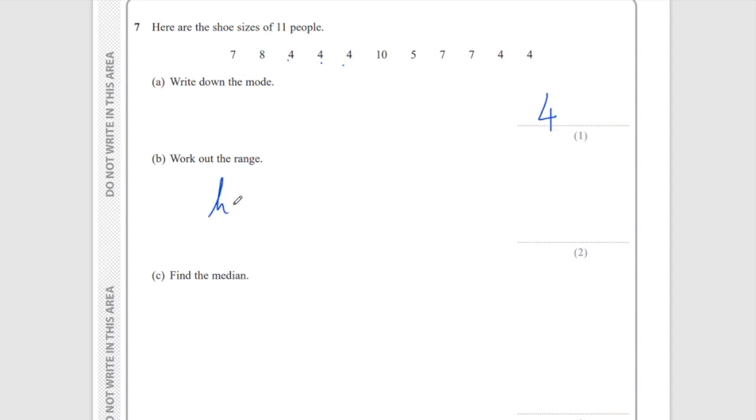Range is highest value minus lowest value. Highest value is, I think, 10. And lowest value, I think, is 4. So range is 10 minus 4, which is 6.